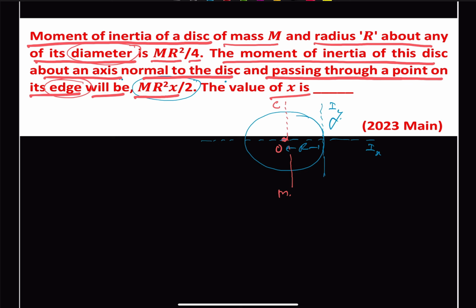And both these axes are the representation of the diameter. So this is also our diameter, and the other axis is also passing through the diameter. So let us call this diameter D1 and let us call this diameter D2.